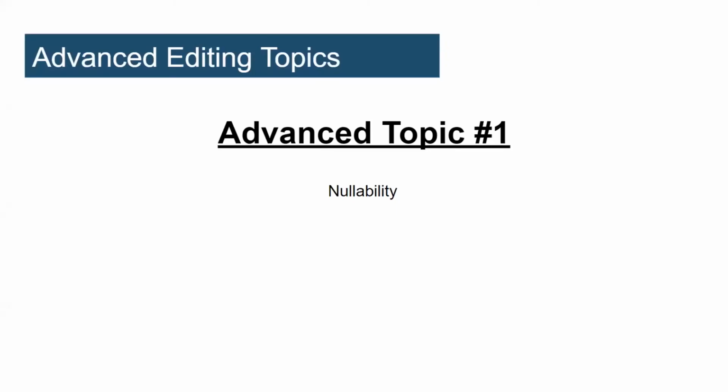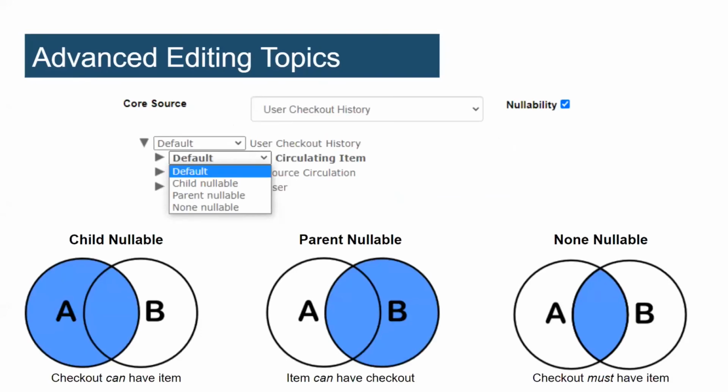The first advanced topic we're going to cover in this training is nullability, which I briefly brought up earlier. Nullability might be the most perplexing feature in the entire reporter. It's essentially like a filter on the connection between two sources of data. There are three types of nullability: child, parent, and none.